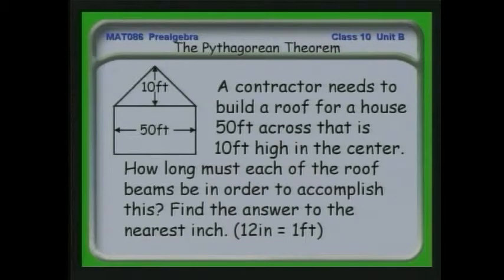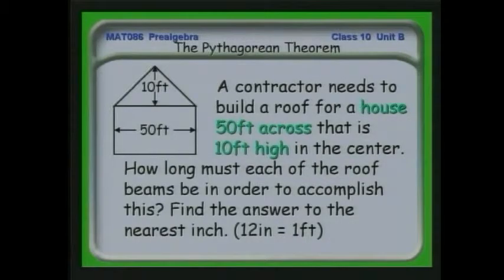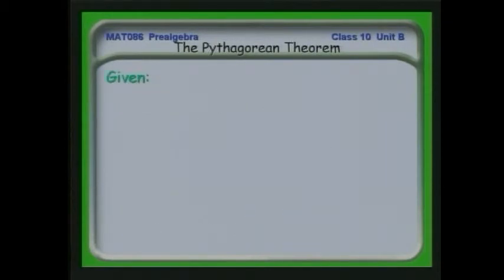This is the same as converting decimal time to minutes. Here we have to convert decimal feet back to inches, because in the system that most contractors use in this country, we're using feet and inches. Let's take a look at what we're given in the problem. The house is 50 feet across, and the attic is 10 feet high in the center, and what we want to know is how long must each of those roof beams be.